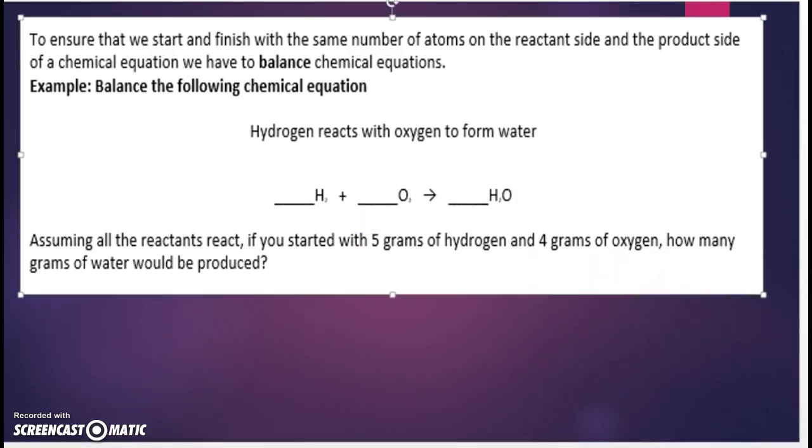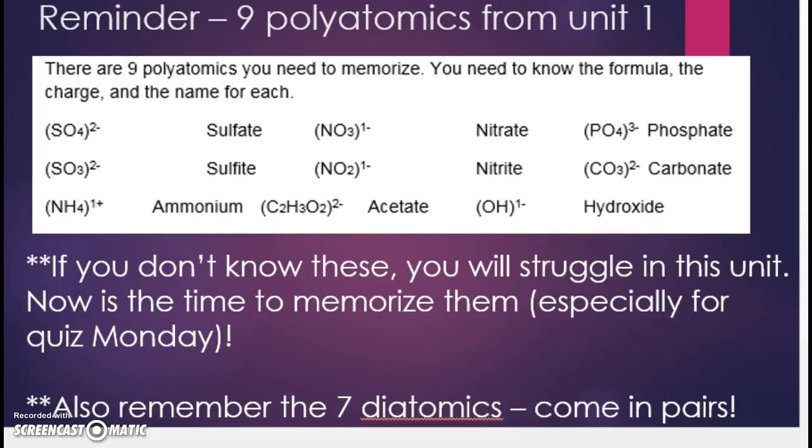Okay. Now, we're going to look at this next example here. Before we do that, I want to throw in a reminder. Remember the 9 polyatomics that I told you in Unit 1 you need to memorize? These are going to come back to play here. So if you do not have these memorized, I promise you will struggle during this unit. So if you haven't done it yet, I would make sure you memorize these, or try to memorize them again if you weren't successful before. You need to know these 9 and their charges and what they're called.